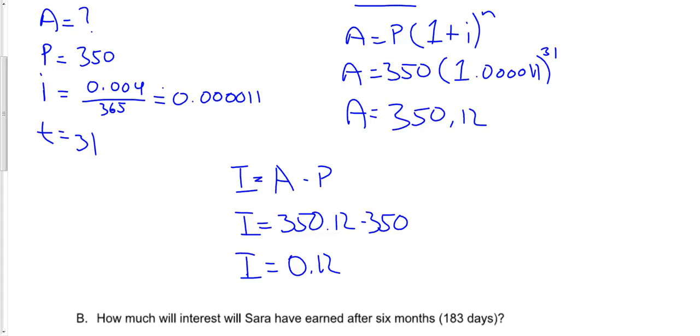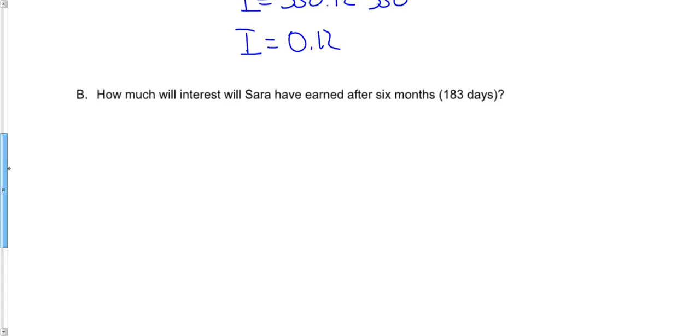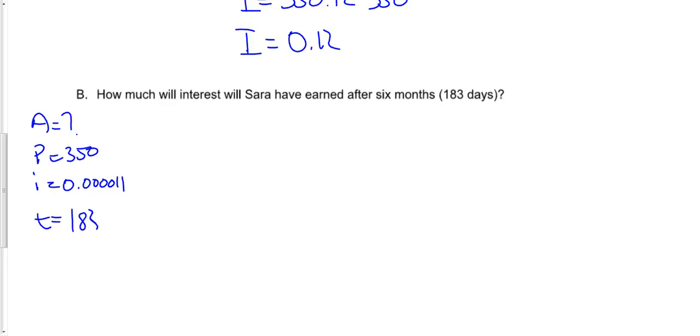So let's take a look then at the second part of this question. How much interest will Sarah have earned after 6 months or 183 days? Everything else stays the same. My A value is still unknown. My principal is still $350. My I value is 0.000011. And this time, instead of it being in the bank for only 31 days in the month of January, let's say after 6 months, it's been in there for 183 days. So 183 compounding periods.